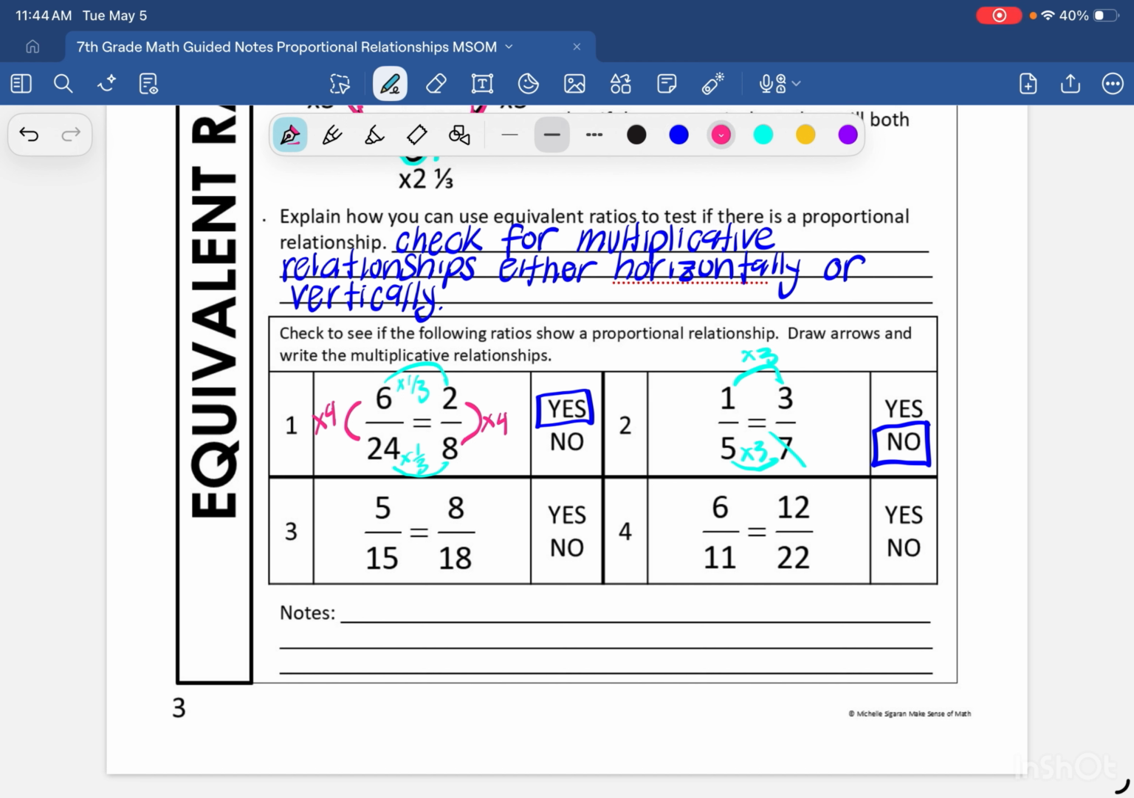I'm going to go with this vertical here because I can quickly see that 5 times 3 is 15. 8 times 3 is not 18. That is not a multiplicative relationship.